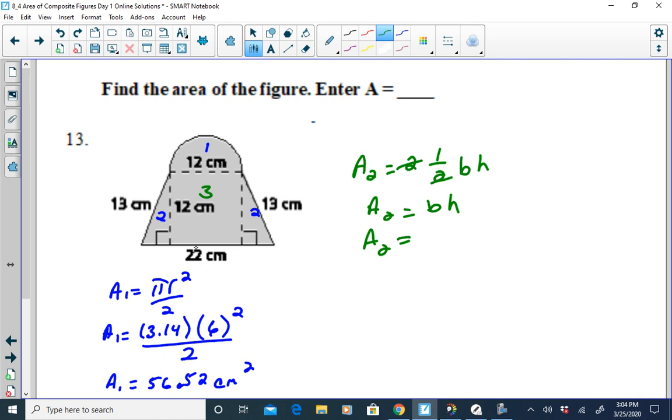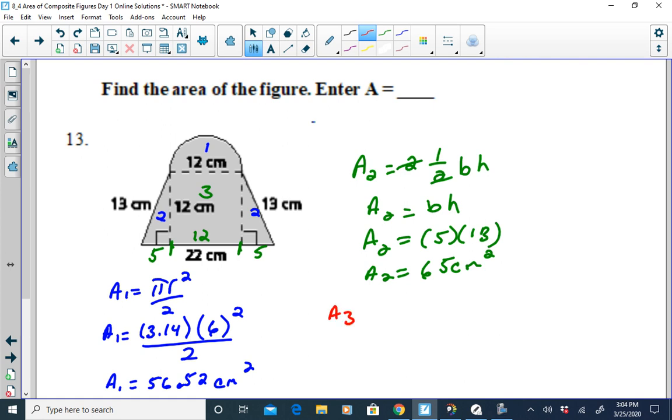Well, let's see. If this whole thing is 22, and from here to here is 12, 22 take away 12 is 10, that means this has to be 5 and this has to be 5, because 5 plus 12 plus 5 gives you 22, which is the length of that entire segment. So base times height, that's going to be 5 times 13. So area 2 is going to be equal to 65 square centimeters.